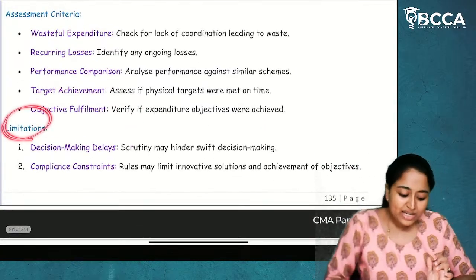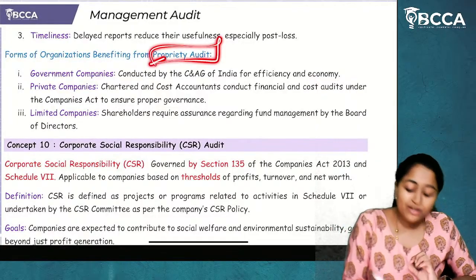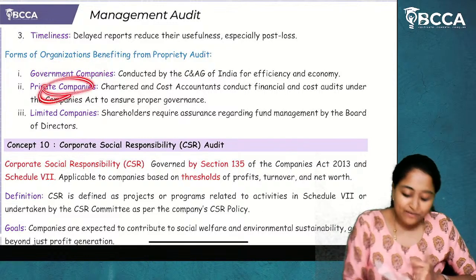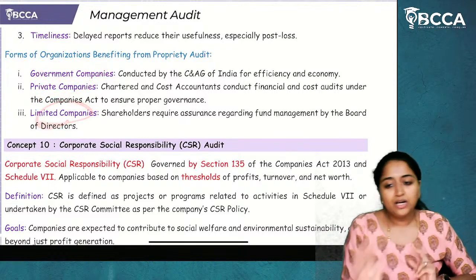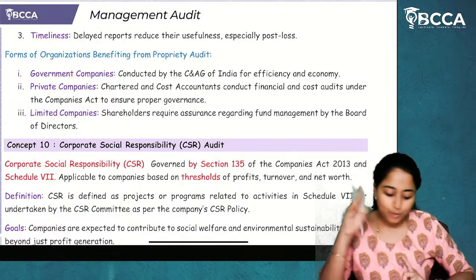Next, what are the limitations? Limitations are not that important. But here, who will follow the proprietary audit? First, government companies, private companies or limited companies. These companies will go for proprietary audit. I hope it is clear.